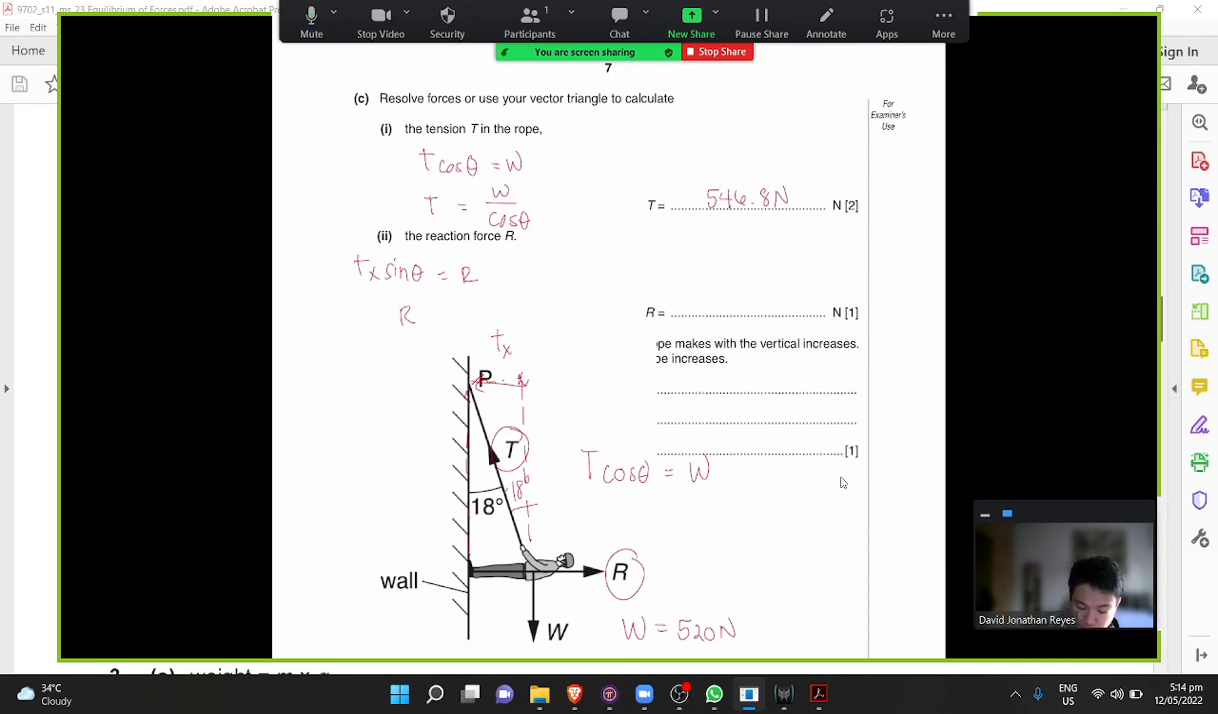So R equals 546.8 multiplied by sine 18, and you get 168 or 169 newtons. That's how you solve problems in equilibrium forces.